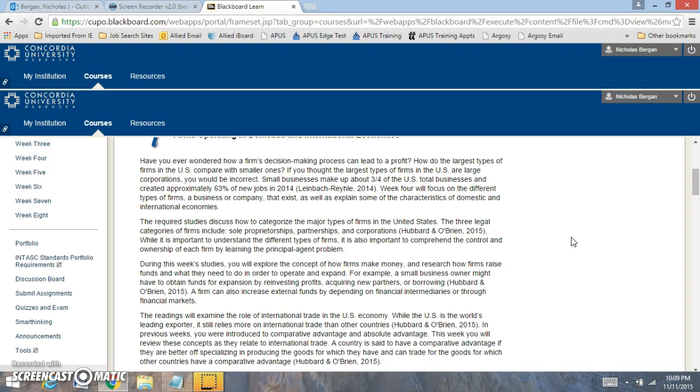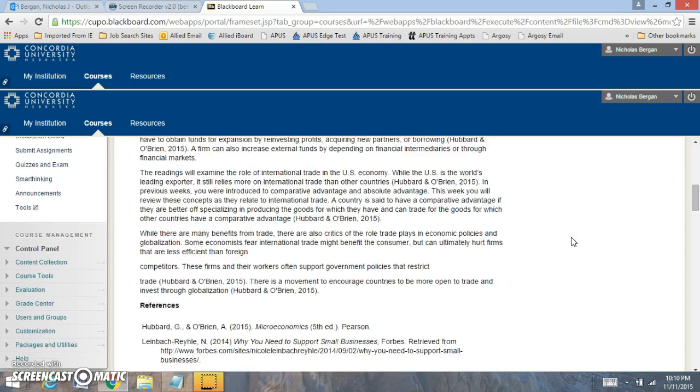And when we look at trading, there's a lot of advantages to trading. When you're able to export a lot in an economy, it creates jobs in that economy, and that's a key thing that we evaluate.